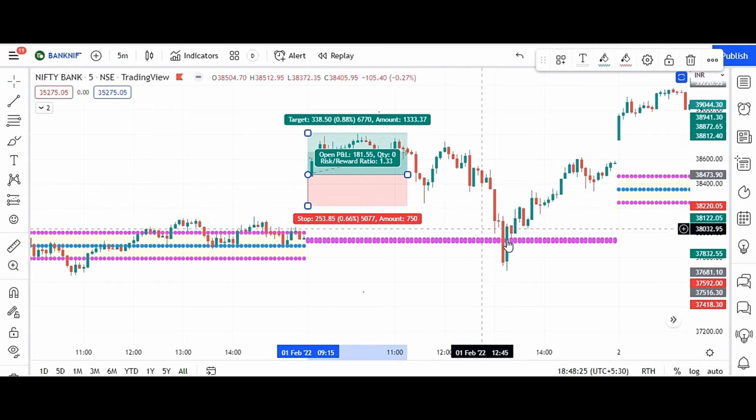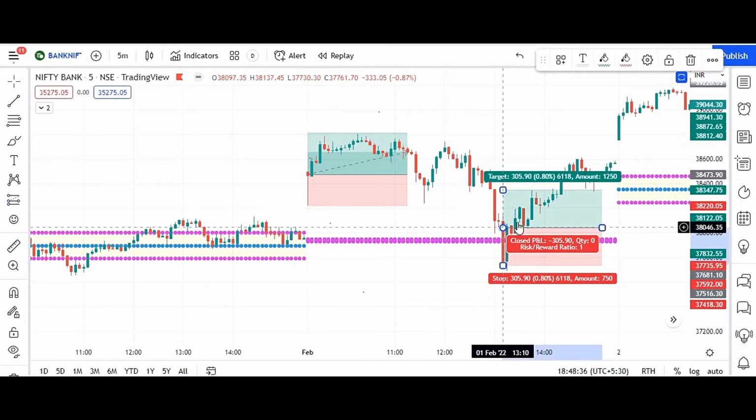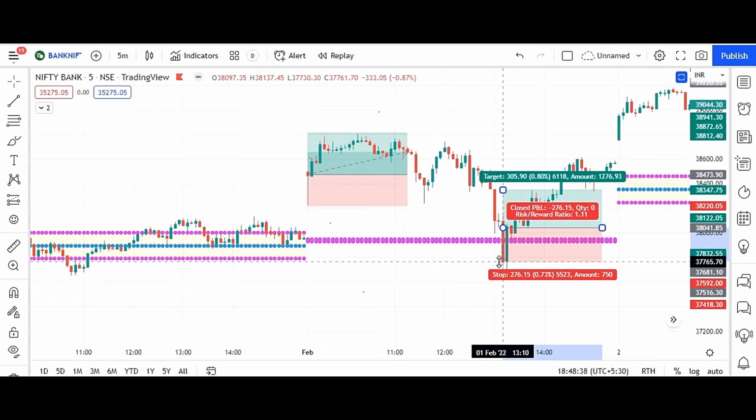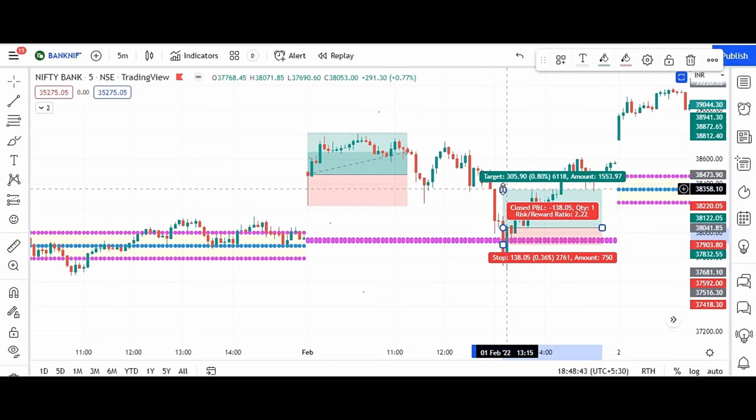If you want to enter into a trade when price is near the CPR, then it's okay, you can enter. Now if you enter in this particular trade, you can put stop loss just below the CPR or below this candle.